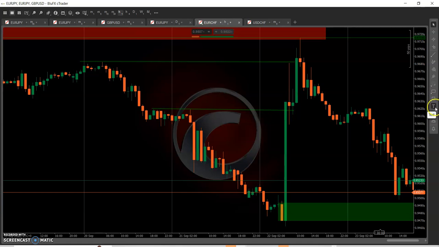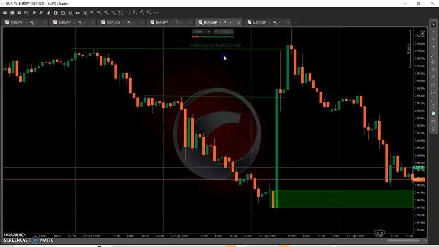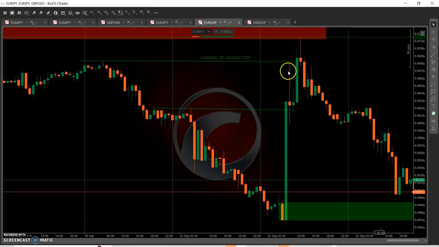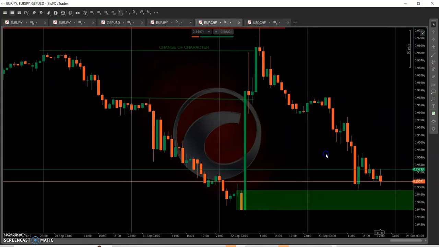Right here, change of character. This is a change of character because price broke and made a higher high right here. And then this is where we now look for our entry. This is the other block, the sell to buy candle. You can see price already came down to fill this. This is the other block.